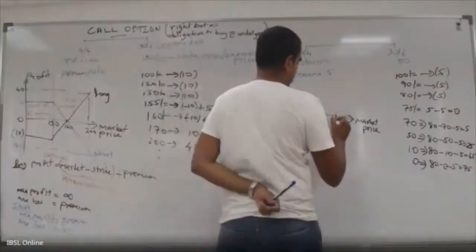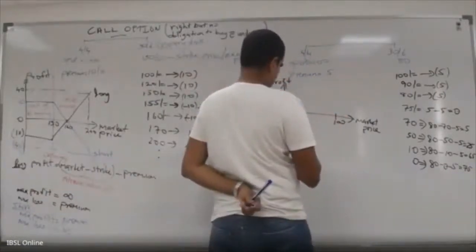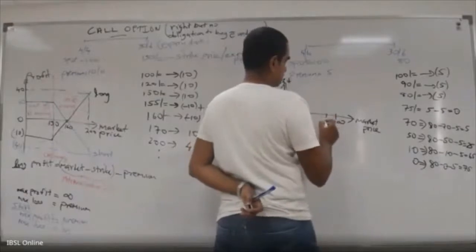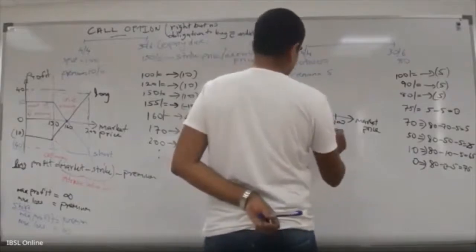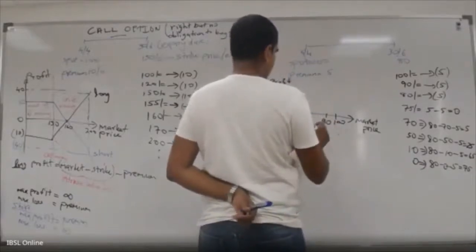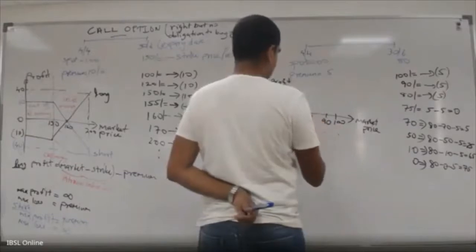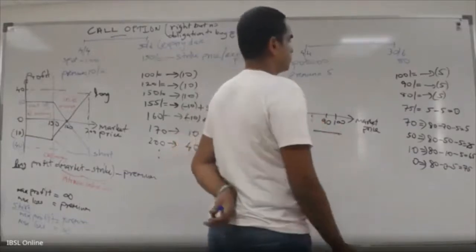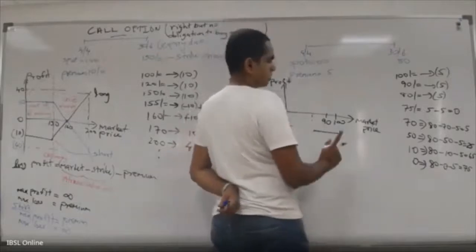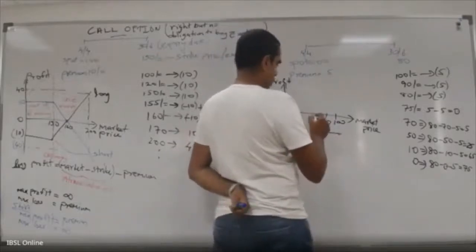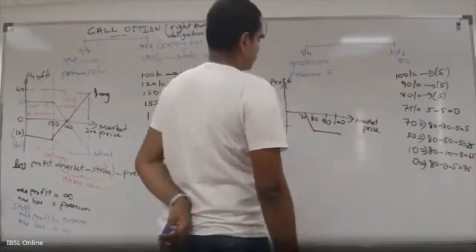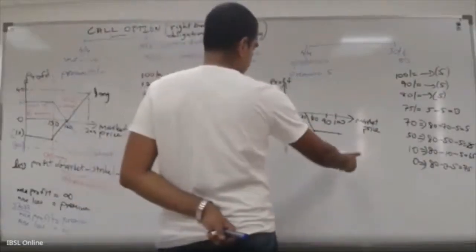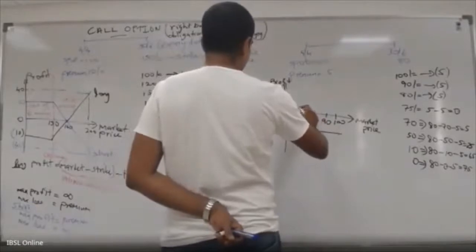When the price is 100, you lose 5. When it's 90, you lose 5. And when it's 80, you will lose 5. But when it's 75, you will break even. At 75, you break even. At 0, you make a profit of 75.